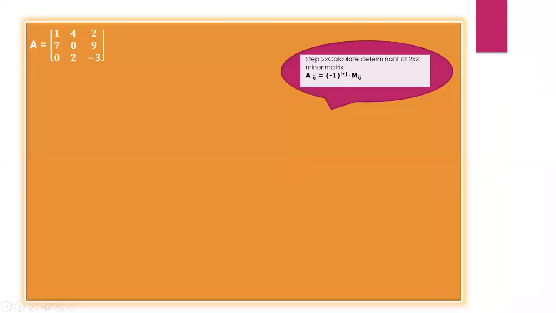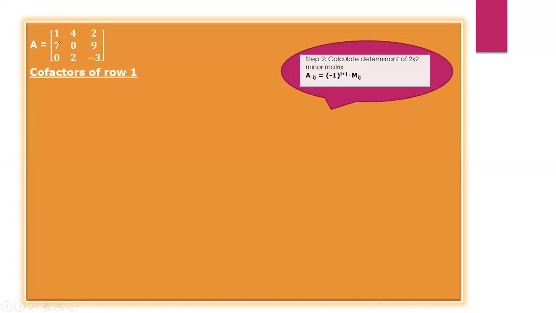Step number 2 is we have to calculate the cofactors of this given matrix. For finding the cofactors, we have to calculate the determinant of the 2 by 2 minor matrix, and the formula is A_ij equals minus 1 raised to power i plus j multiplied by minor of ij. Okay. i and j stand for the number of row and number of column. Then we will put the elements one by one in this formula.